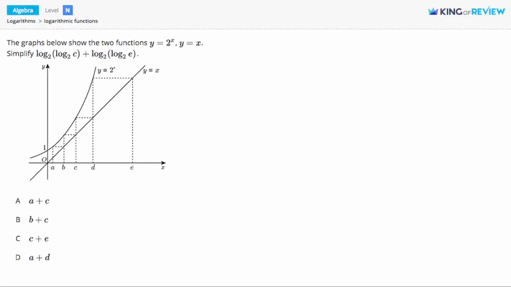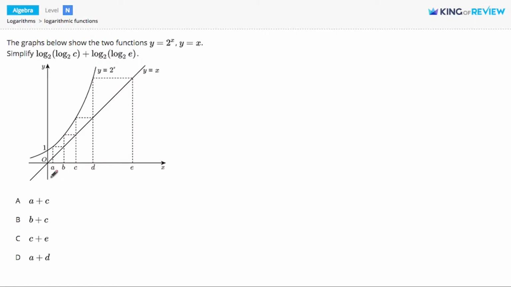Here we have two graphs, y equals 2 to the x and y equals x. Now there are several letters labeled on the x-axis, and we need to use those in the problem we're trying to simplify and in one of our solutions. So let's see if we can relate some of the letters to each other.